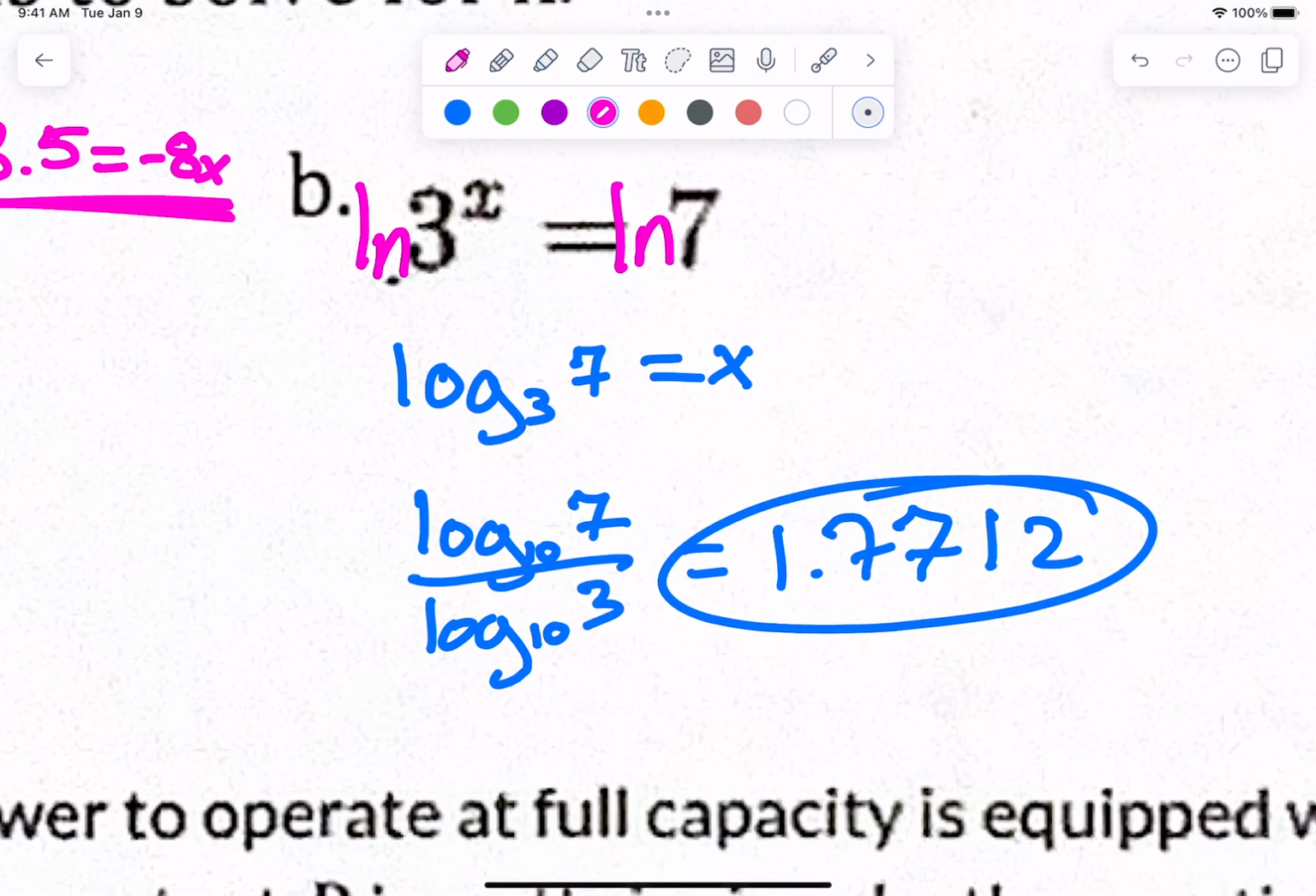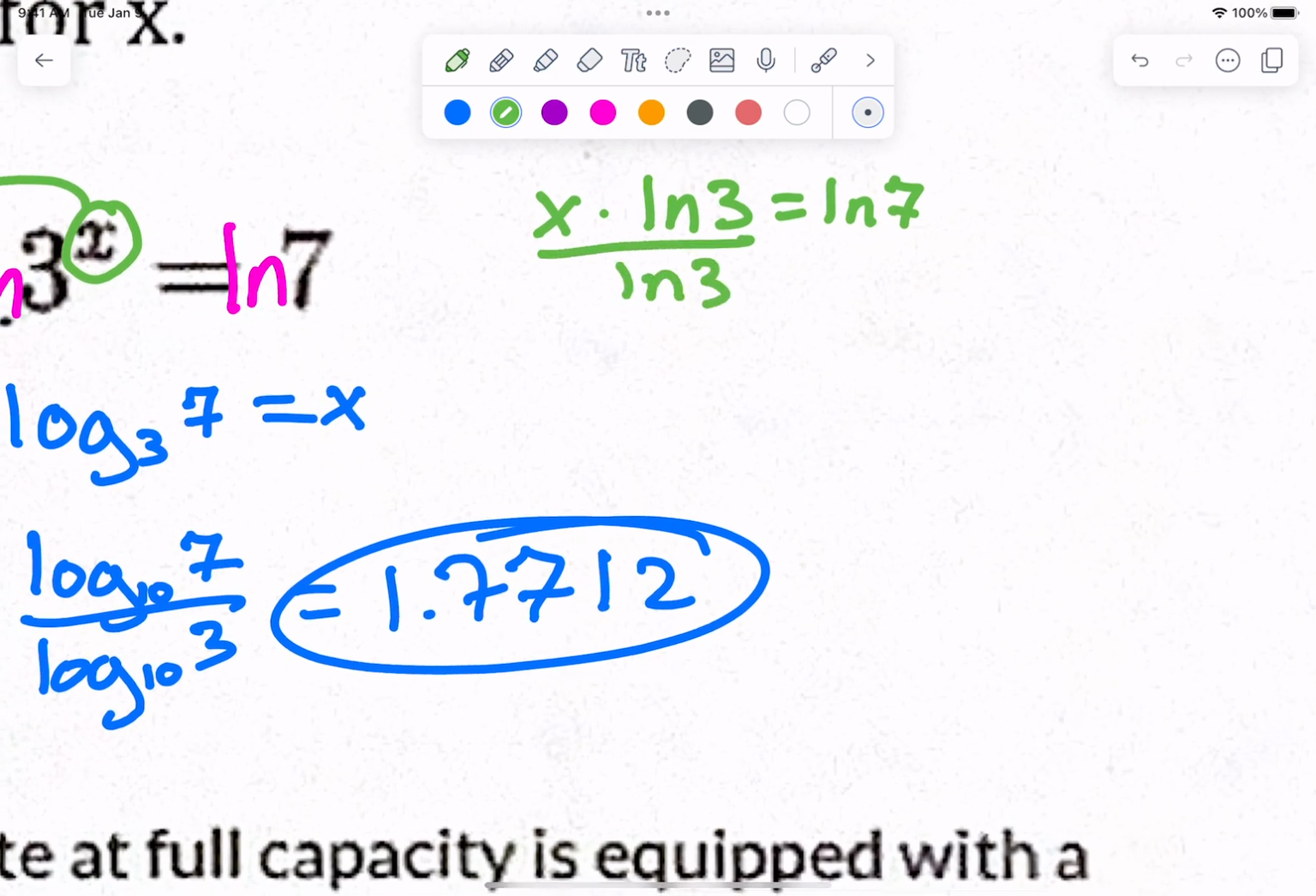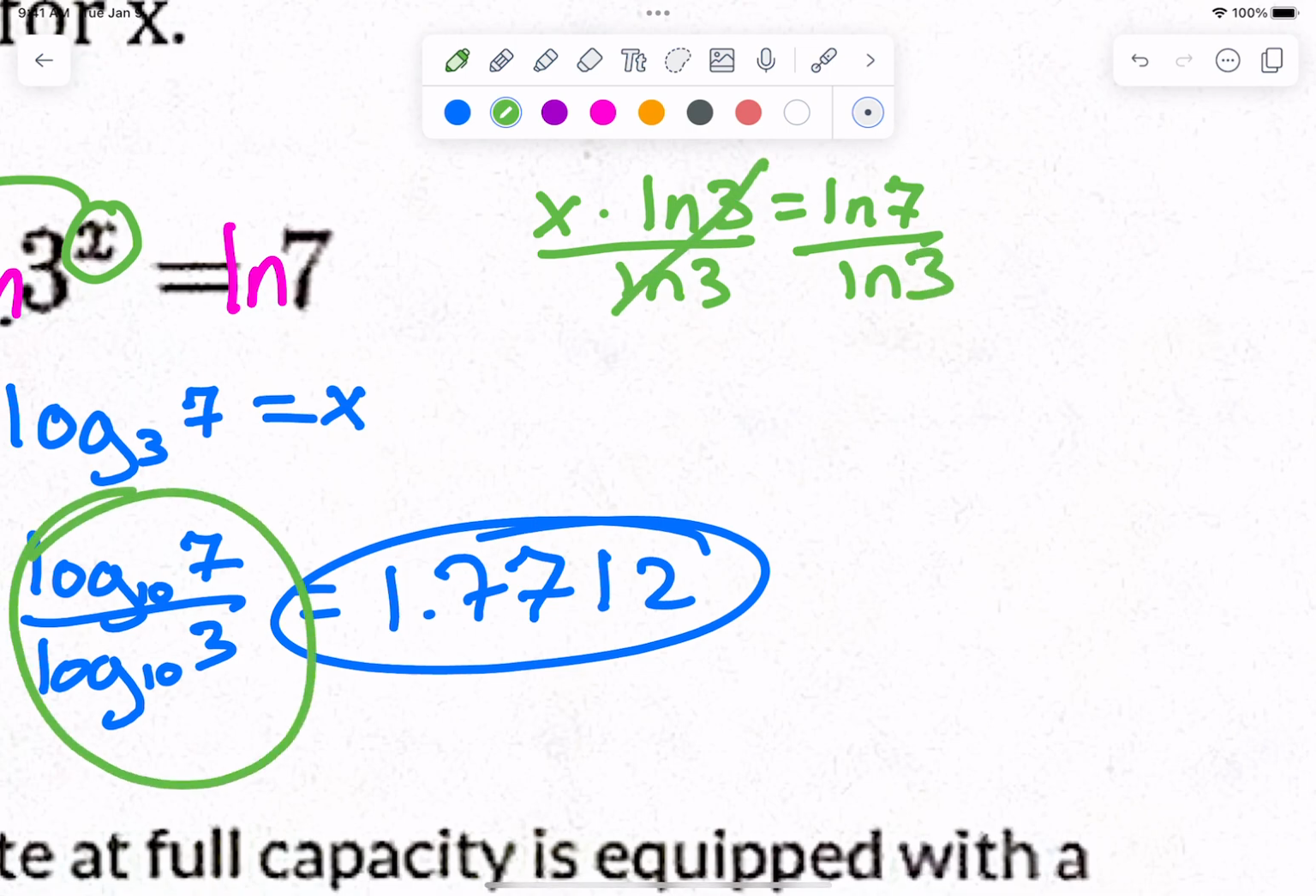If you ln both sides, now what can I do with the x? Bring it down. Move it to the front. So this is x times ln 3 equals ln 7, right? To get the x by itself, I divide by ln 3. So I have ln 7 divided by ln 3, which is the same thing as log 7 divided by log 3. Either way works. So I'm going to get the same answer. There's lots of different ways to think about it, and it all works out.